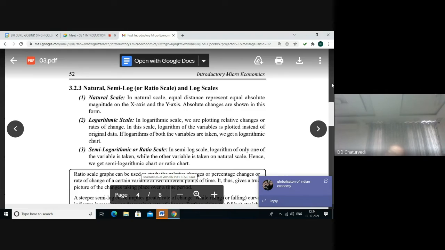We can have different scales used along the two axes. It can be a natural scale, where equal distance represents equal magnitude along the two axes. Absolute changes are shown in this form. In the case of logarithmic scale, we plot relative changes or rate of change. So instead of plotting the original data, we plot the logarithm of the variables. When logarithms of both the variables are taken, we get a logarithmic chart.